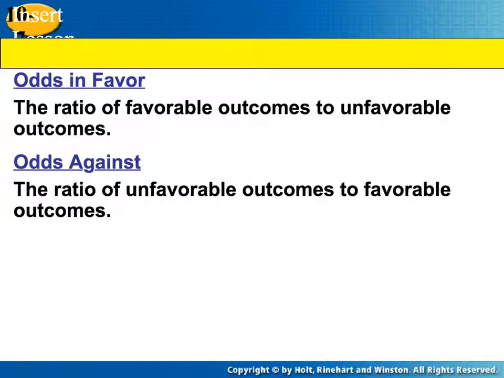So as I look at that, remember when we talked about ratios, we could use the colon, we could use the word "to," or a fraction. Today we're going to focus on a colon, for instance, 3 to 2, a ratio that looks like that. 3 to 2 would be odds in favor, depending upon what the information is. Now, odds against is the exact opposite. It would be 2 to 3. It's the ratio of unfavorable outcomes to favorable outcomes. All right, so odds in favor, odds against.